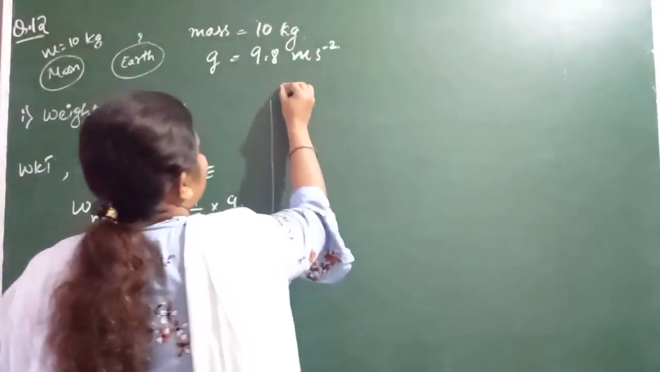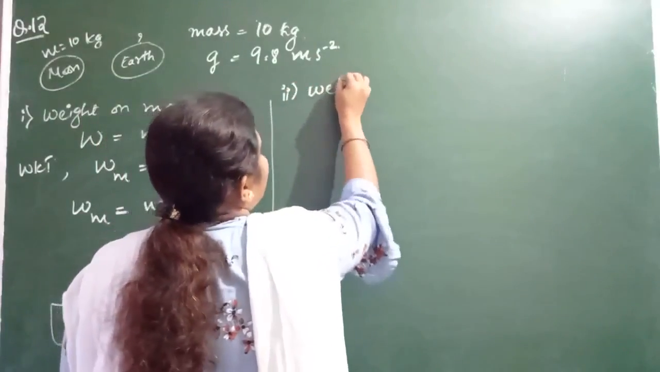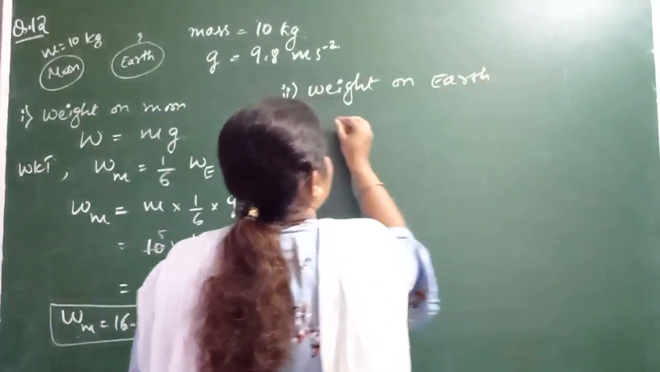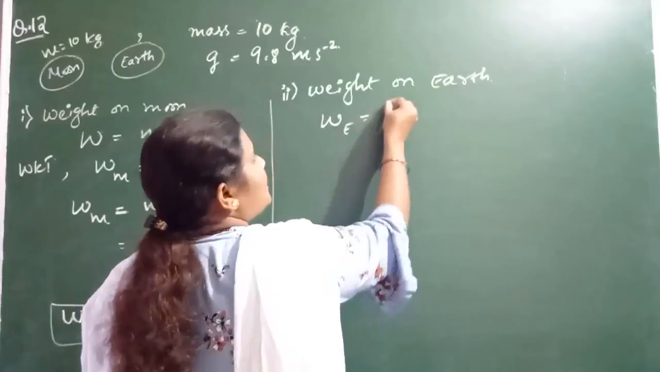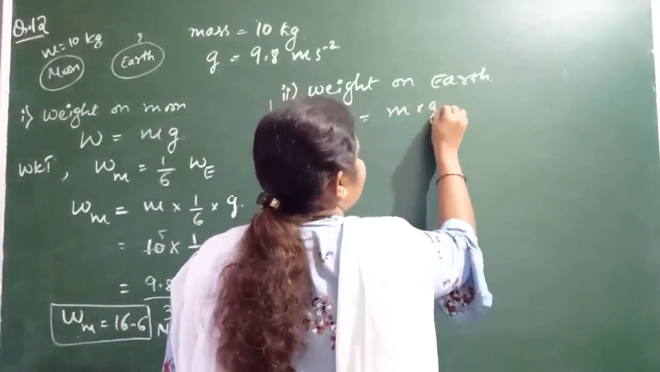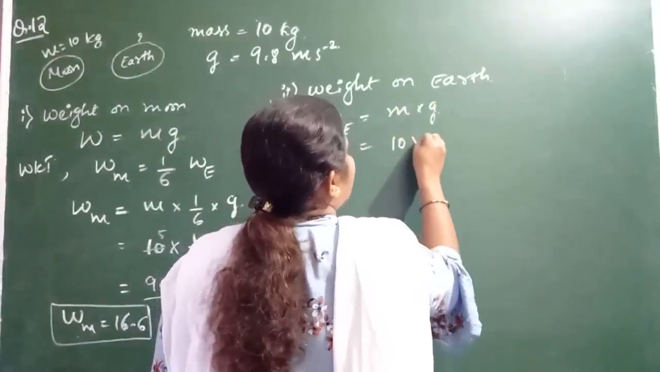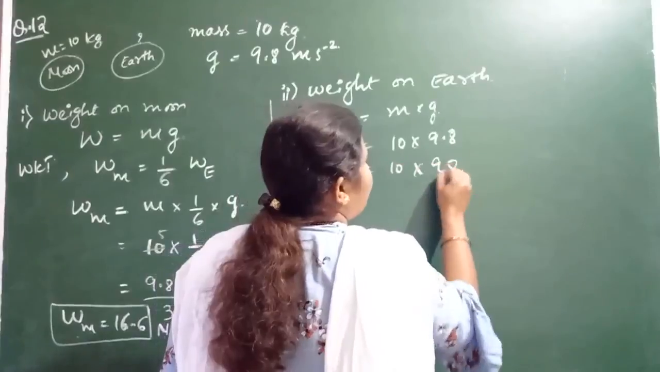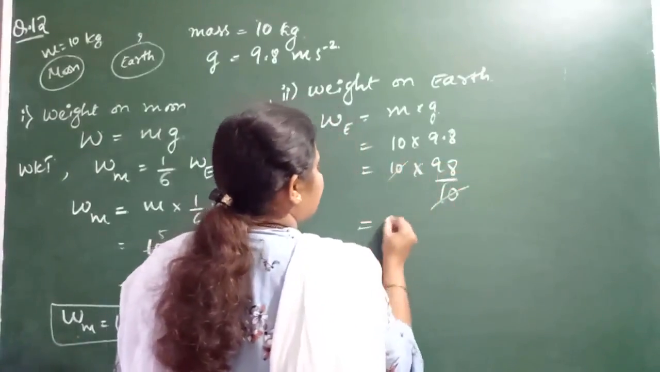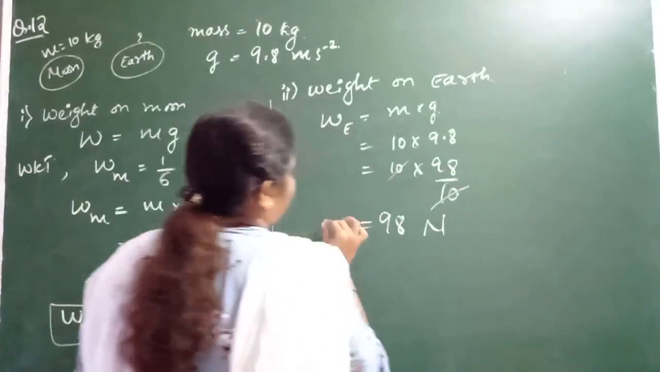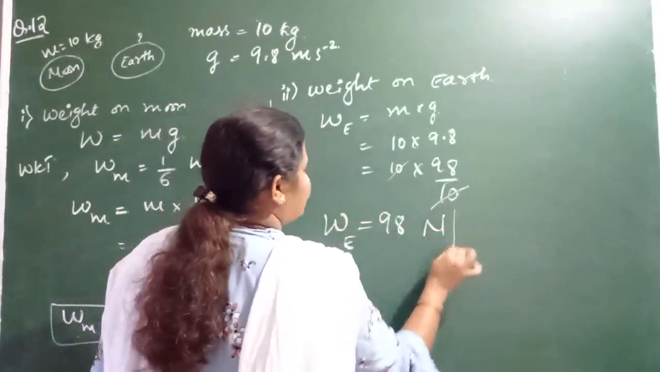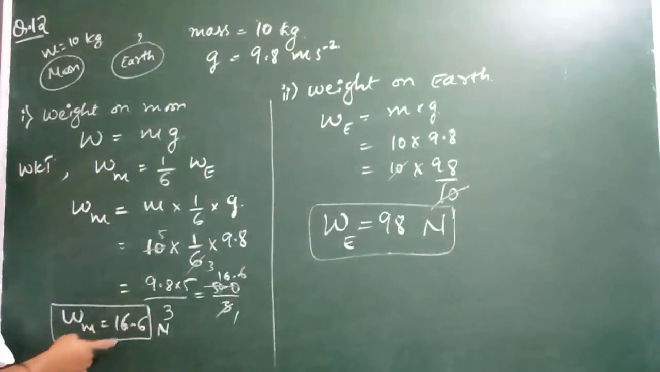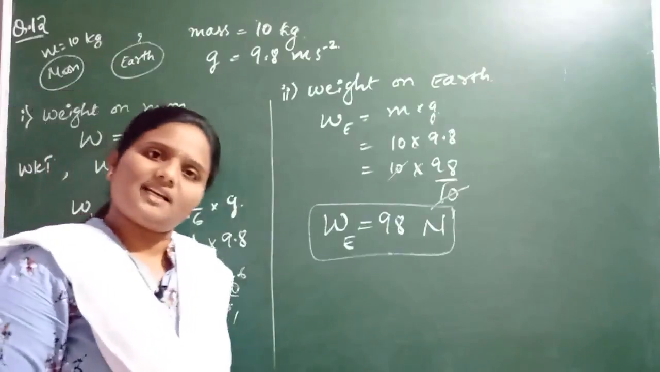Now calculate the same, that is the weight on earth. The weight of the object on earth is equal to mass into acceleration due to gravity on earth. 10 into 9.8. What is that? 10 into 98 divided by 10. This 10 gets cancelled. So what is left? 98 newtons. So the weight of the object on earth is how much, children? 98 newtons, and on the moon it is what? 16.6 newtons. Is it clear, children?